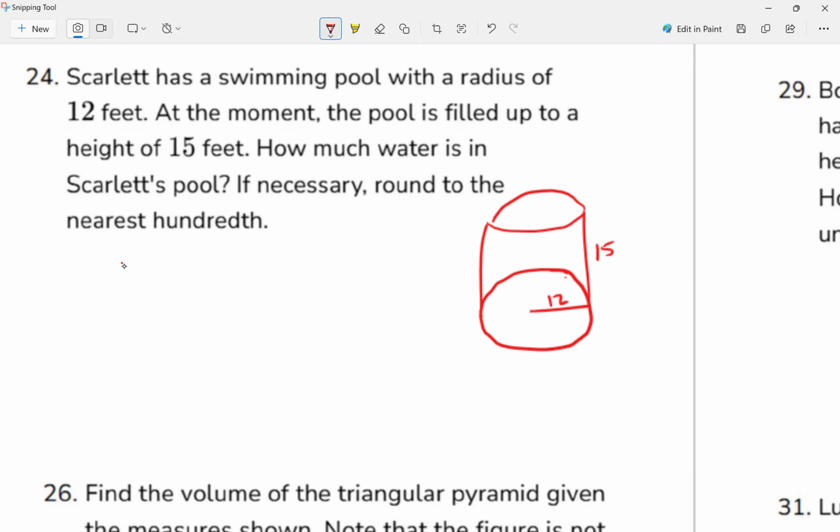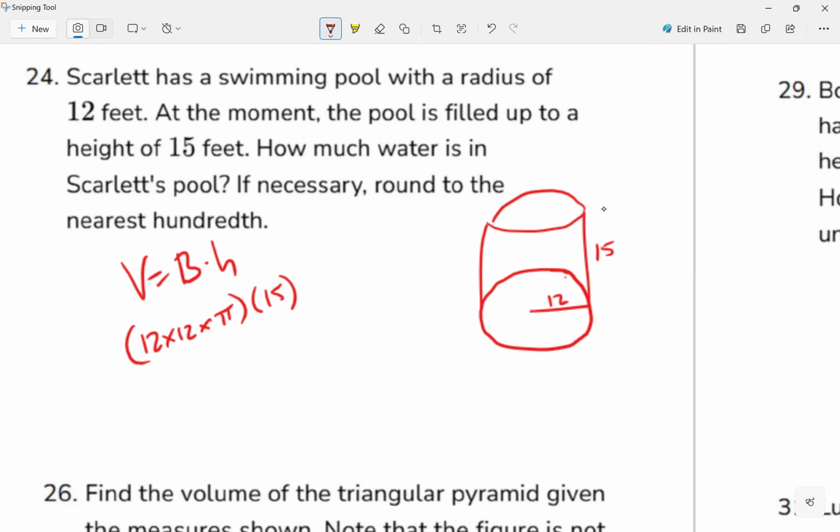As I remember, volume is the area of the base times height. So the area of the base is a circle. The base is a circle, so I have to get the area of the circle. I remember area of a circle is radius squared times pi. So I'm just gonna go 12 times 12 times pi, and then whatever I get, I'm gonna multiply by the height. So I'm gonna multiply this by 15.